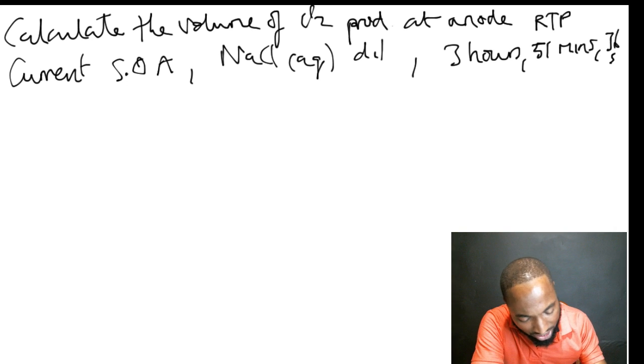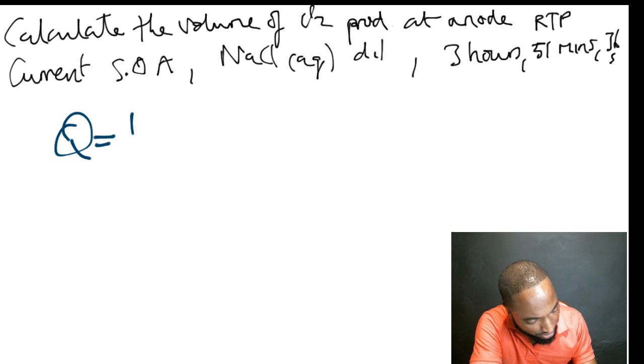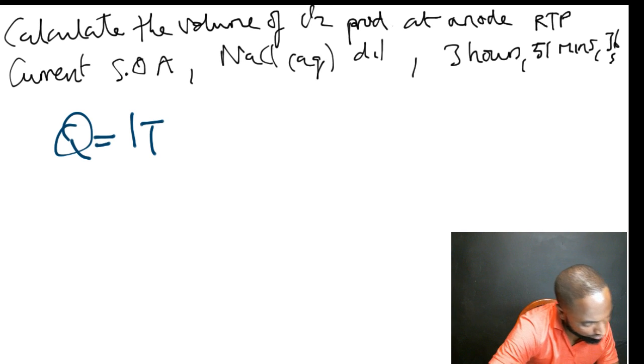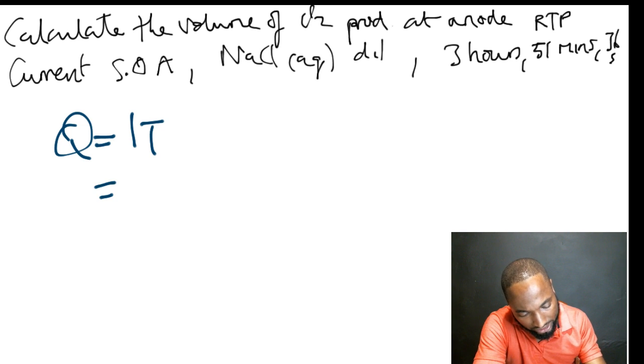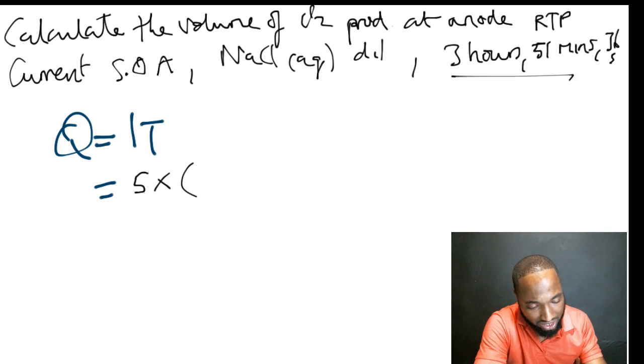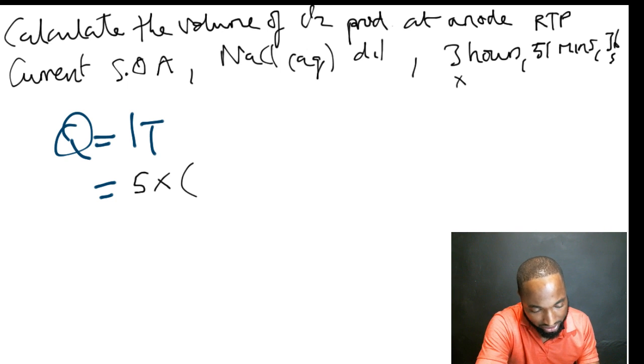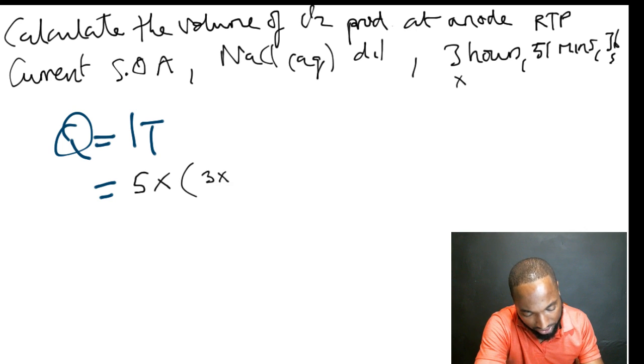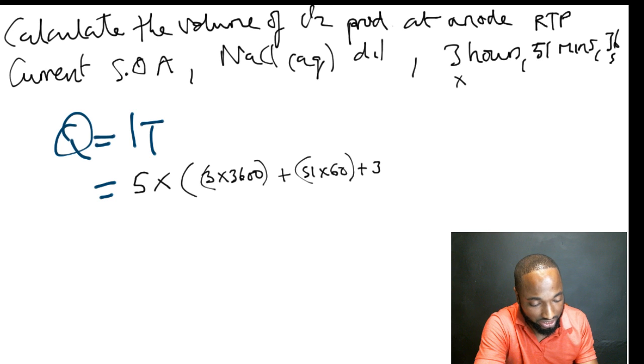Well, the first thing to do is get a Q. Get a Q all the way. Q is equal to IT. Right? So Q is equal to IT. So the I is 5. The time must be in seconds. So you need to change this to seconds. Changing 3 hours to seconds, you'll need to multiply this by 3600, or 60 by 60. So this will be 3 by 3600, plus I need to change the minutes to seconds, so just multiply by 60, plus I need to add that extra 36 seconds.